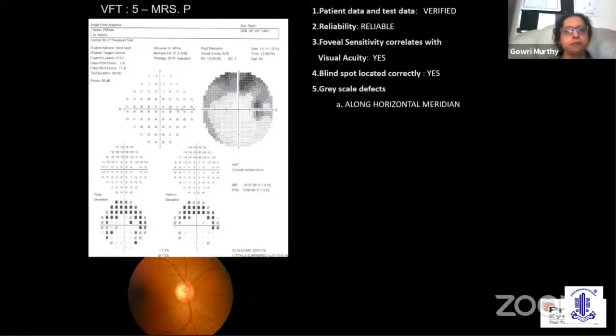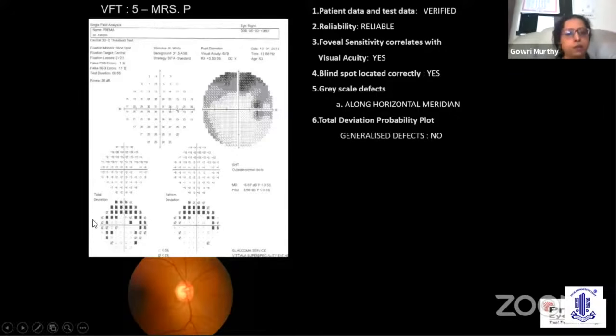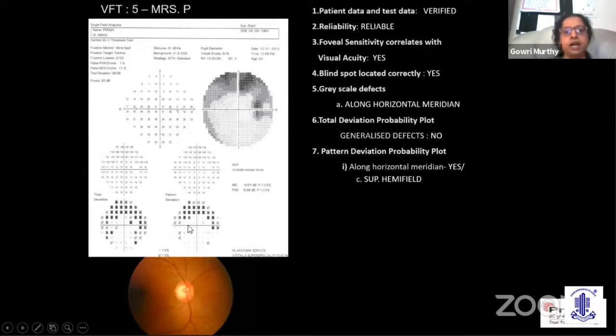Grayscale defects, there is some amount of defect here in the superior hemifield, but it doesn't reach up to the horizontal meridian. Total deviation probability plot. So you can see that there is not much of a generalized loss, more of a localized loss, because the total deviation and pattern deviation plots are very similar. And this is in the superior hemifield, but does not come down to the horizontal meridian and does not widen as it is coming nasally.